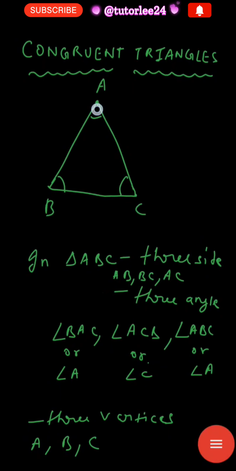Here sides AB and AC meet at point A, so A is a vertex. Similarly AB and BC meet at point B, so B is a vertex, and AC and BC meet at point C, so C is also a vertex. So there are three vertices. This is the basic concept of a triangle.